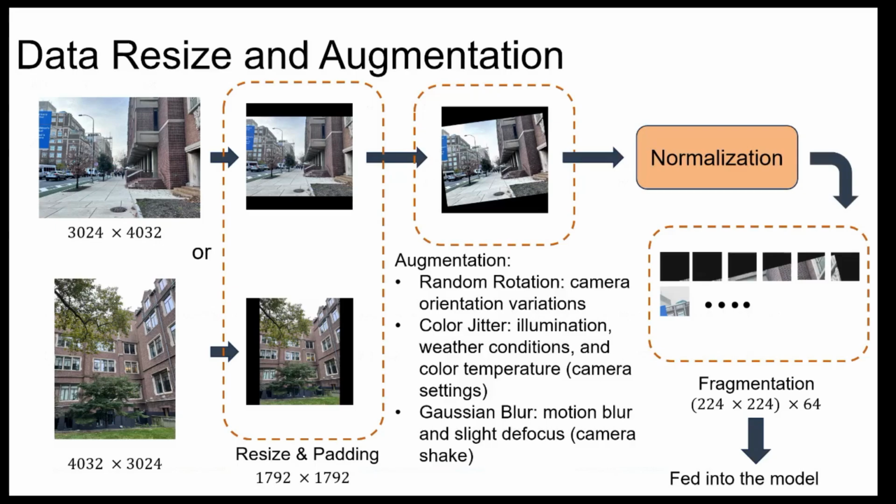We then apply data augmentation to improve robustness, including random rotations, color jitter to simulate changes in lighting and camera settings, and Gaussian blur to model minor camera shake. These augmentations help the model generalize to real-world variations encountered at inference time. All of these pre-processing and augmentation steps are implemented directly in the dataset class and applied on the fly during training. Finally, the images are normalized and split into 64 non-overlapping 224 by 224 patches, which are fed into the model.